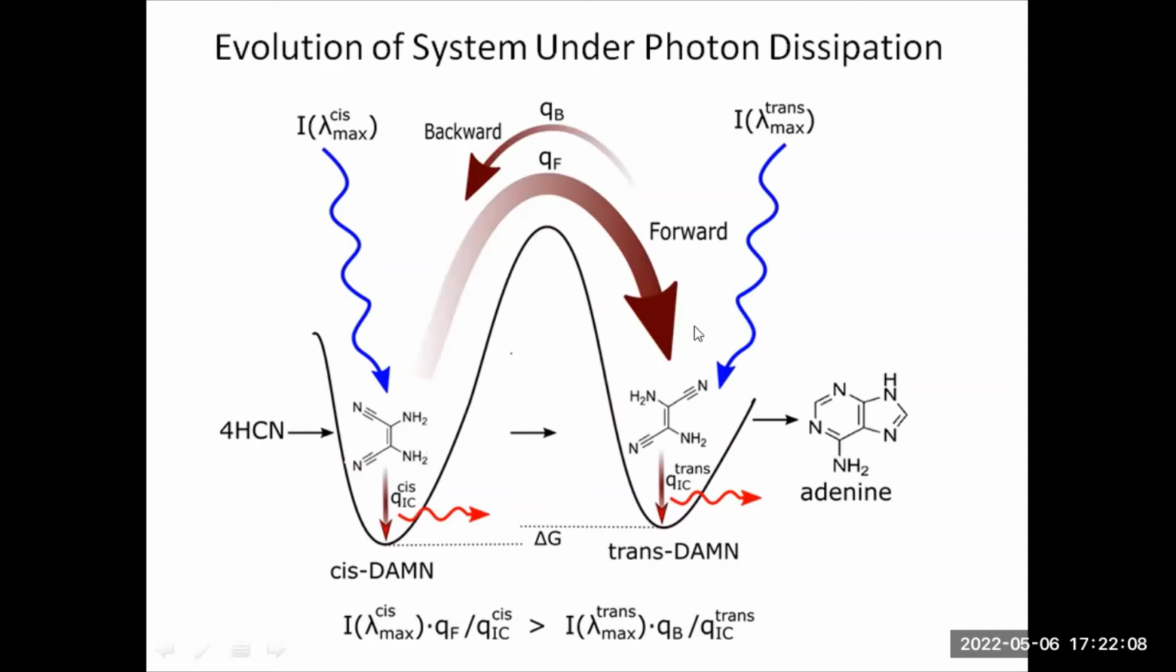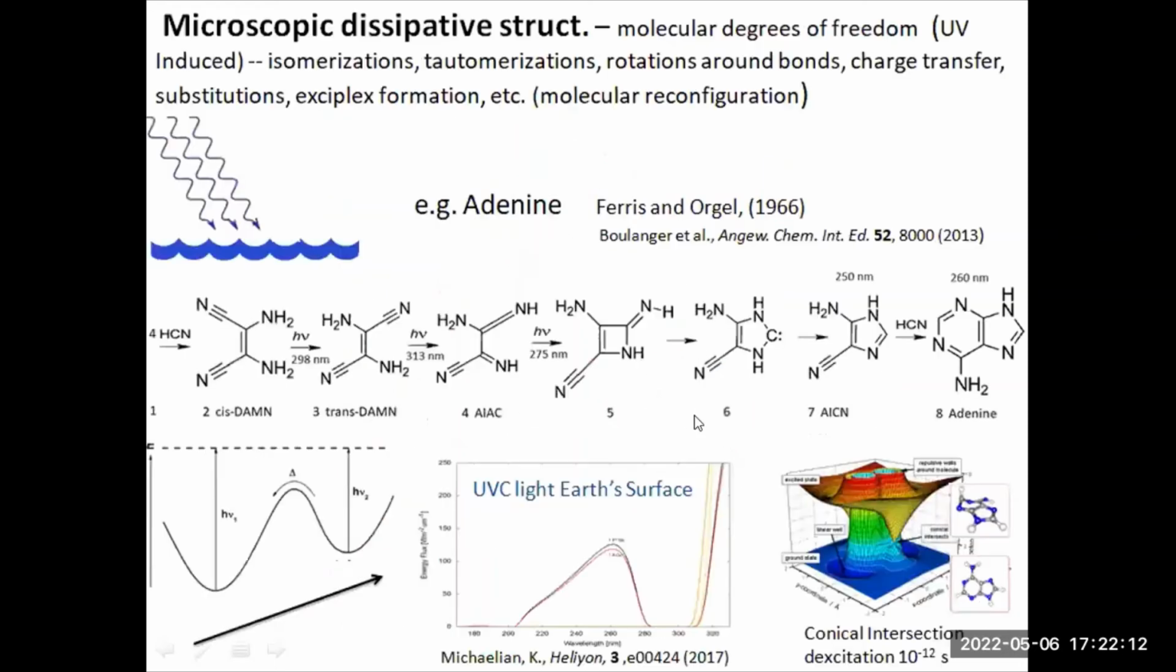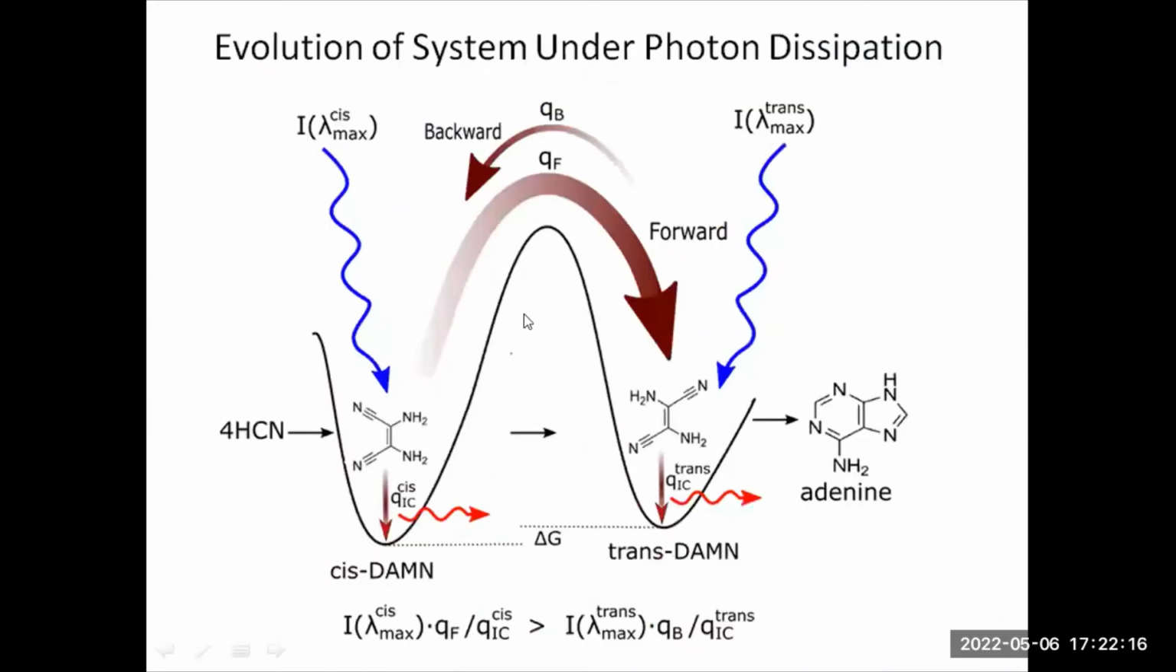So why does the system generally go forwards in this way, in this line of direction? And that you can look at as evolution on the molecular level. And why is that occurring? Well, this photochemical reaction going from cisdam to transdam is not the only photochemical reaction which could occur. As I mentioned, we can also have dissipation directly to the ground state.